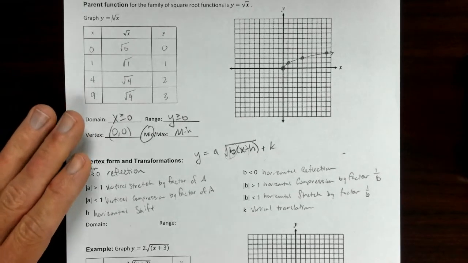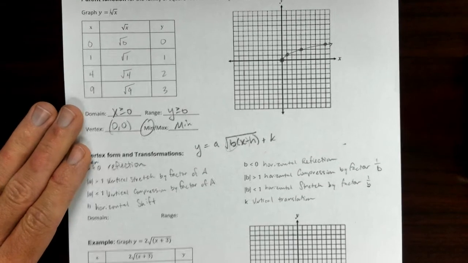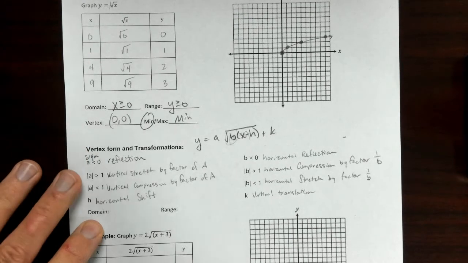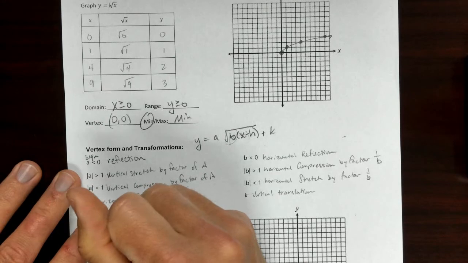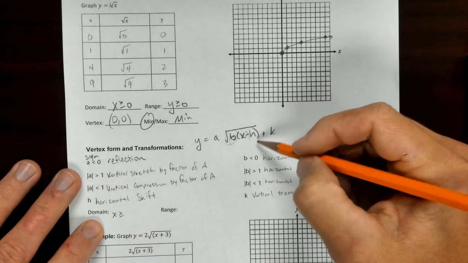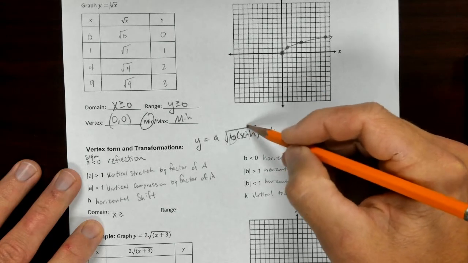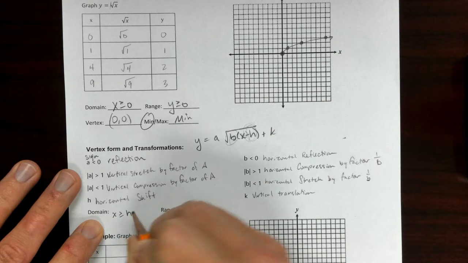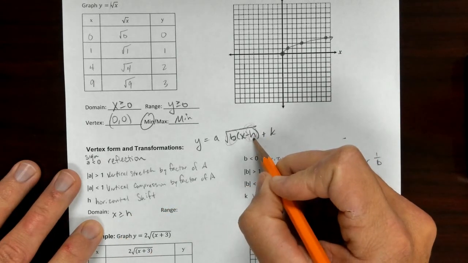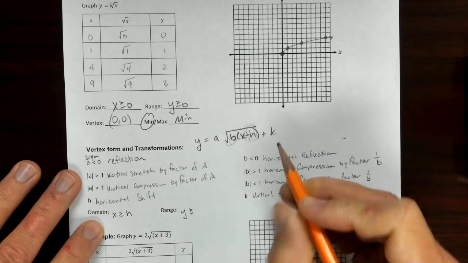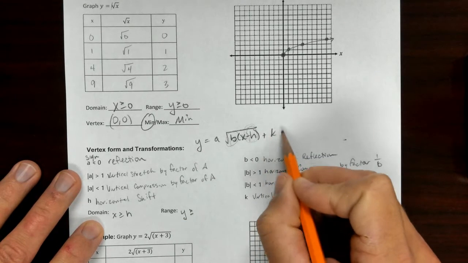Alright, so let's look at our key attributes here. My domain is still going to be x is greater than. But now, again, when we're looking for the domain, all I care about is the x values. Well, this thing moves it right or left. So it's x is greater than or equal to whatever that value is. The range, in the same respect, is going to be y is greater than or equal to whatever value this is. Okay.